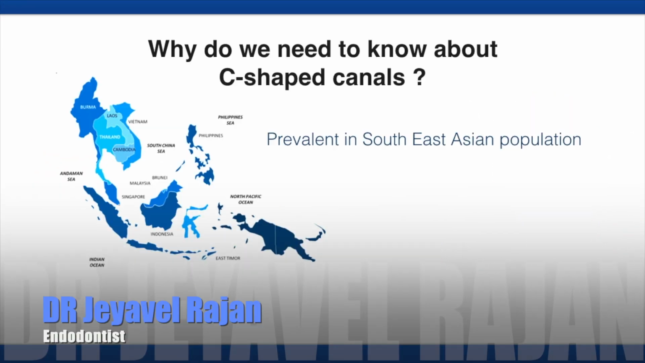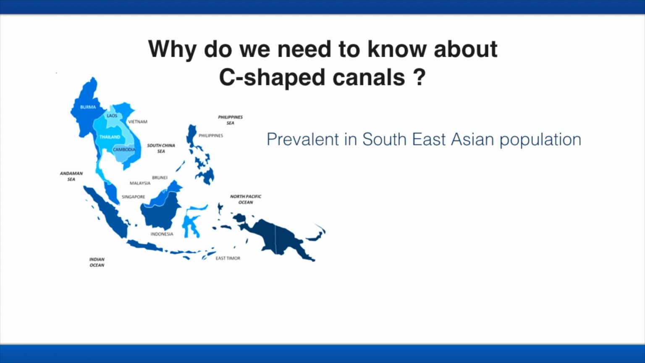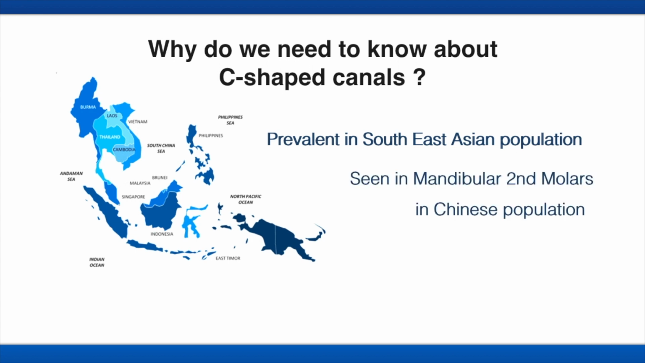Why do we need to know about C-shaped canals? Because they are prevalent in the Southeast Asian population, seen in mandibular second molars, especially in the Chinese population.